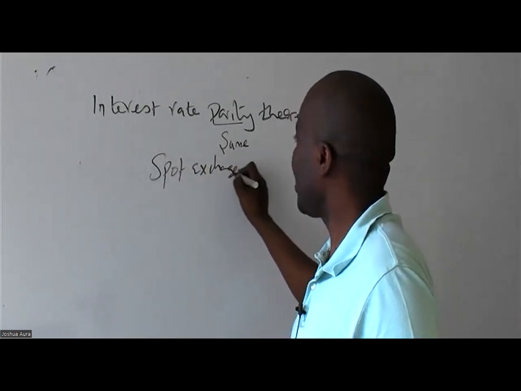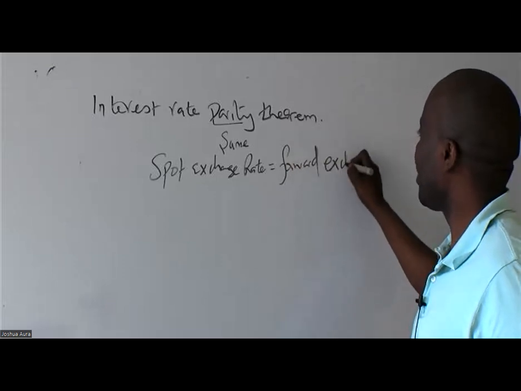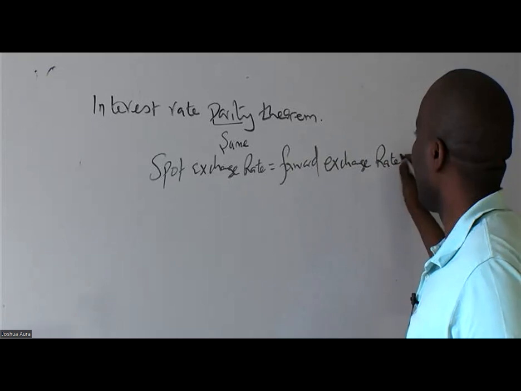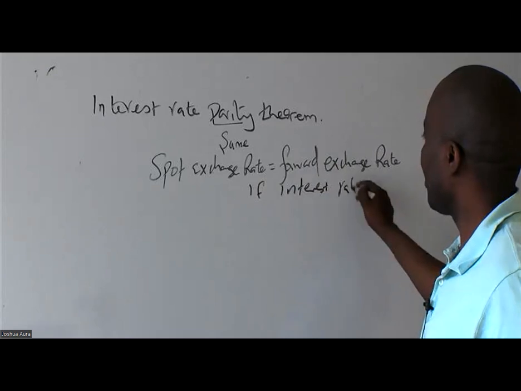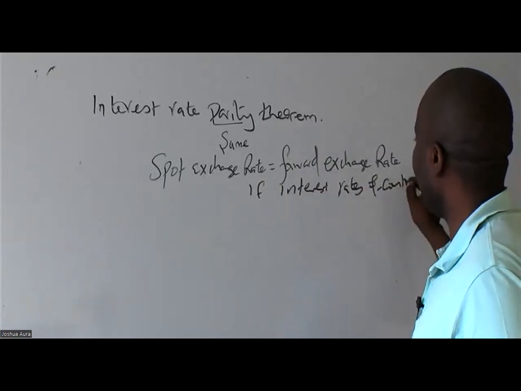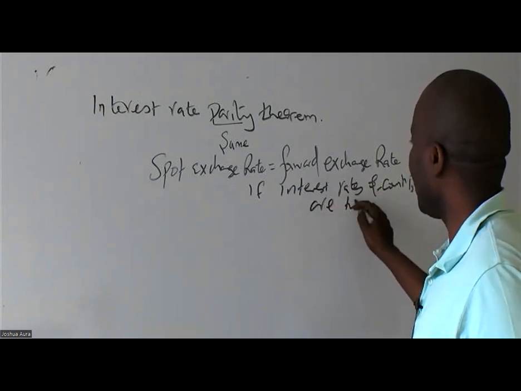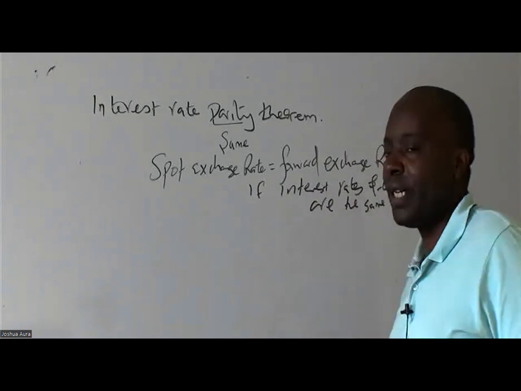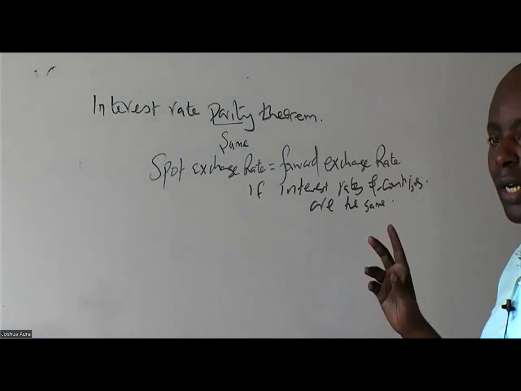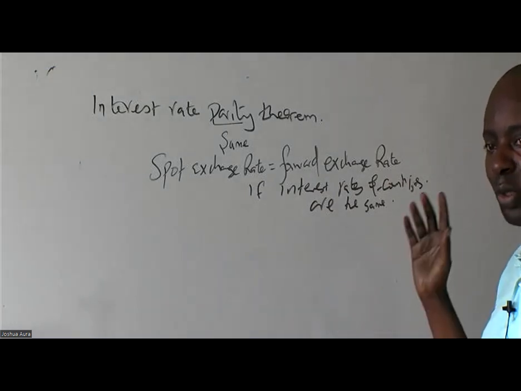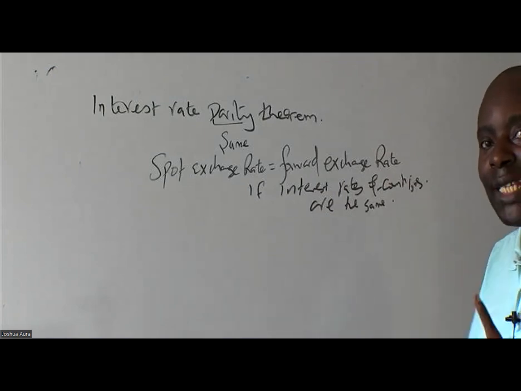Spot exchange rate will be equal to the forward exchange rate if interest rates of two countries are the same. Then automatically you'll be able to get what here, the spot exchange rate will be equal to the forward exchange rate, meaning that we shall not be having any fluctuations in terms of your exchange rates.